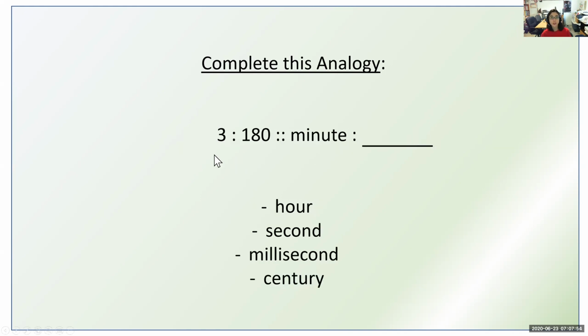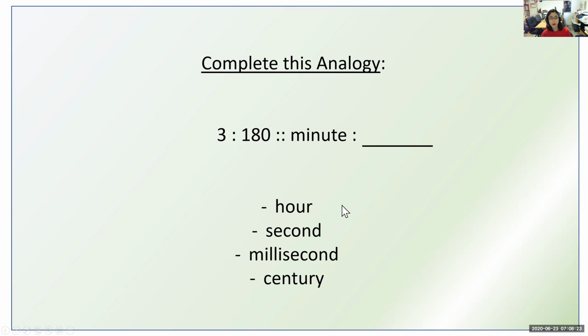Complete this analogy. Okay, so 3 is to 180, just as minute is to something. Okay, so you're going to first find the connecting detail. So what connects 3 to 180? Because that's the same thing that's going to connect minute to the option. So again, 3 is to 180, just as minute is to something.